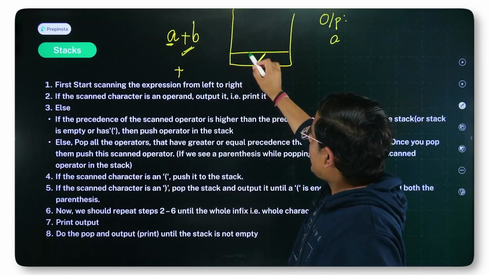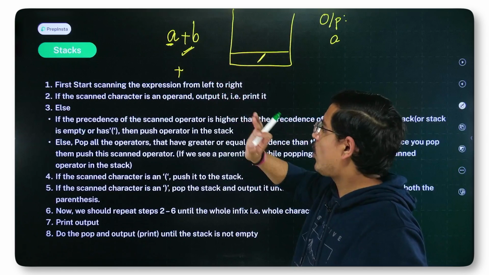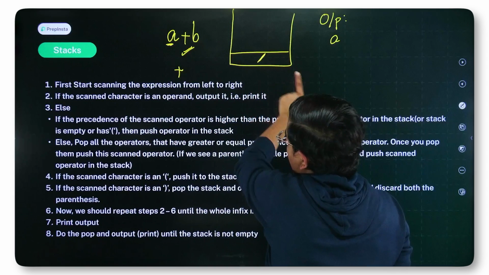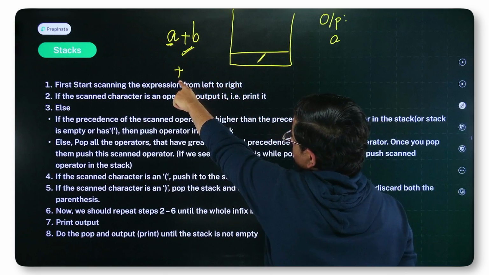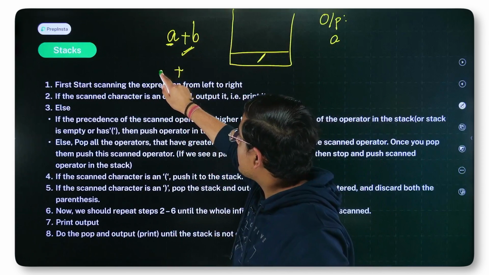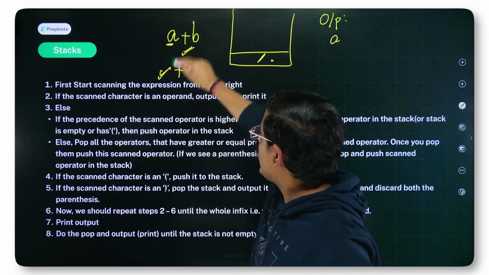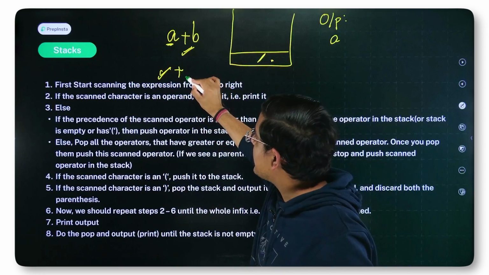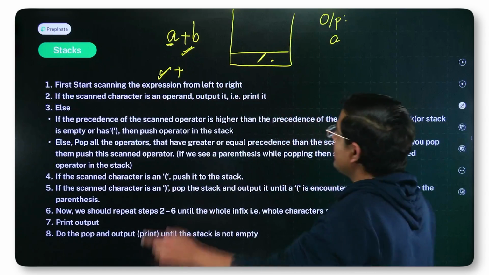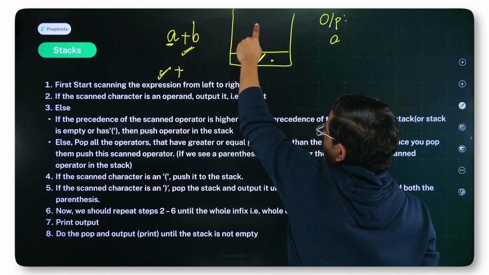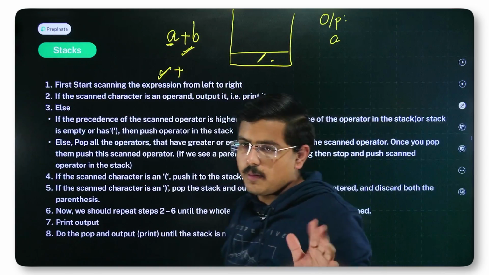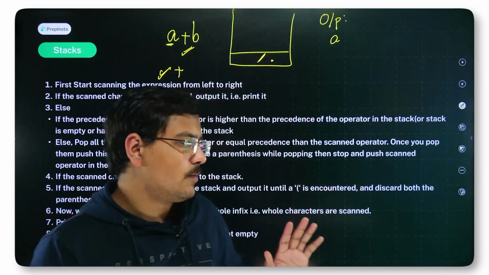Why am I saying so? Had there been a bracket, you could have pushed it, but right now it cannot be pushed because the precedence of the scanned operator is not higher than the precedence of the operator already present. If the precedence of this would have been higher, you could have pushed, but right now the precedence of plus is not higher than the division operator. So in this case, you have to pop out the division operator first and then put it. Basically, मैं क्या बोलने की कोशिश कर रहा हूँ बताता हूँ, don't worry.